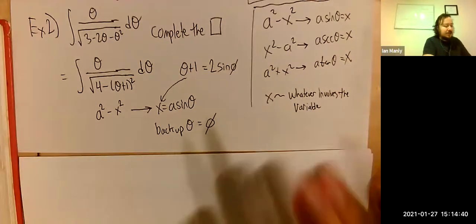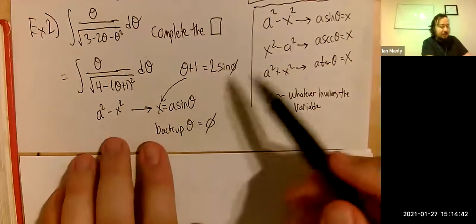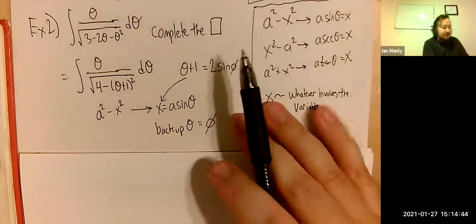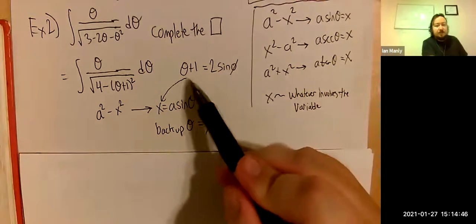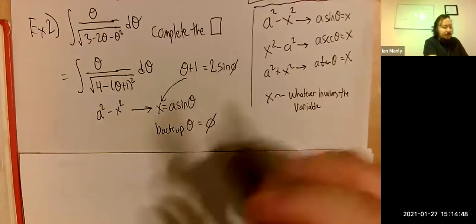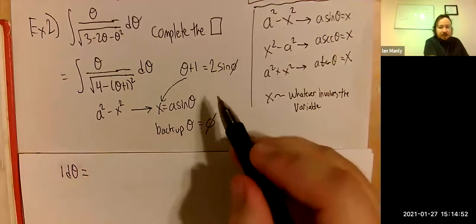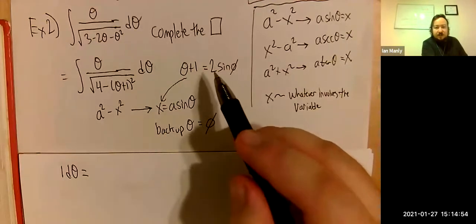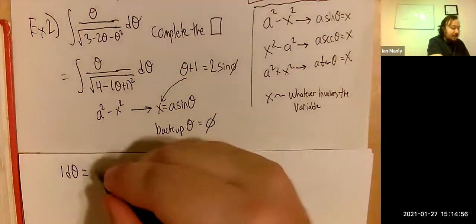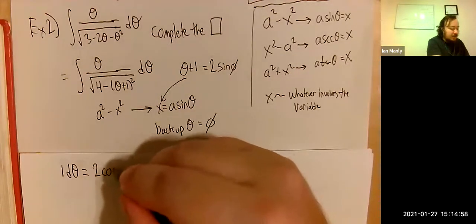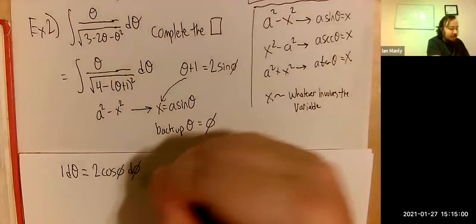All right, so now we have our substitution here, right? This is going to be our substitution. So let's go ahead and compute the differential. If I do the derivative of theta plus 1, that's just going to be 1 d theta. And then the derivative of 2 sine of phi is 2 cosine of phi d phi.